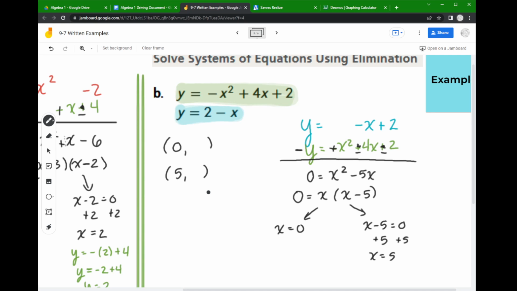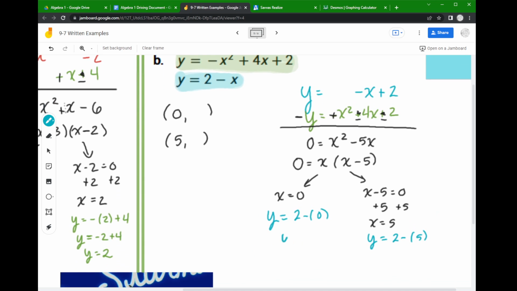And then our last step, of course, now that we know what x is, we're going to solve for y. So I'm going to bring these x's back to one of my two equations. Now that green equation looks real beefy. I'm not going to worry about it. Instead, I'm going to deal with that blue one. So I'm going to say y equals 2 minus 0, and y equals 2 minus 5. Oops, putting my parentheses in the wrong spot. And we're just going to simplify those two mini equations. So here 2 minus 0 is 2, and here 2 minus 5 is negative 3. And so we just fill those into our ordered pairs.